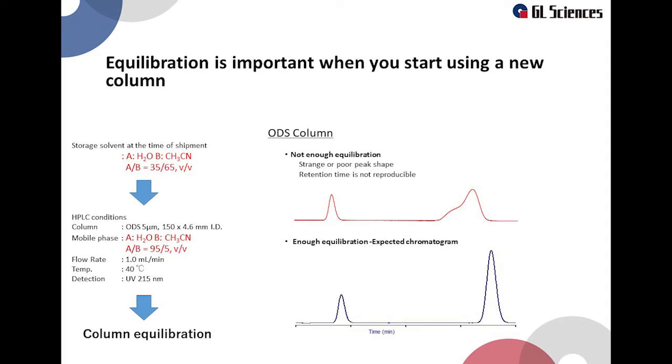Shown here is an example of a chromatogram analyzed without enough equilibration time. As can be seen, the mobile phase used with this application is different from the one at the time of shipment. Not having equilibrated the column long enough results in poor peak shape and bad reproducibility of retention time.